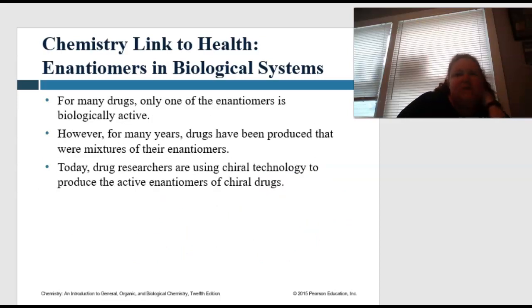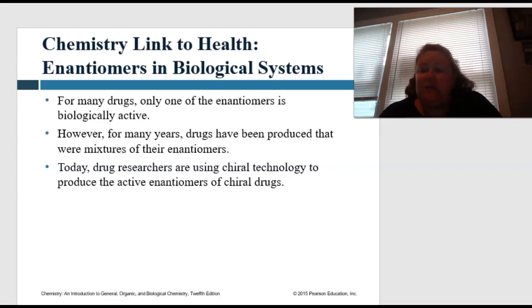Okay? So for many drugs, only one of the enantiomers is biologically active because, again, a lot of the applicable reactions in our body are enzymatic reactions, right? So if things are the wrong shape, they're just not going to work. But for many years, drugs have been produced that were mixtures of both the enantiomers. Today, drug researchers are using chiral technology to produce the active enantiomers of chiral drugs. Okay? So that's pretty cool, isn't it?